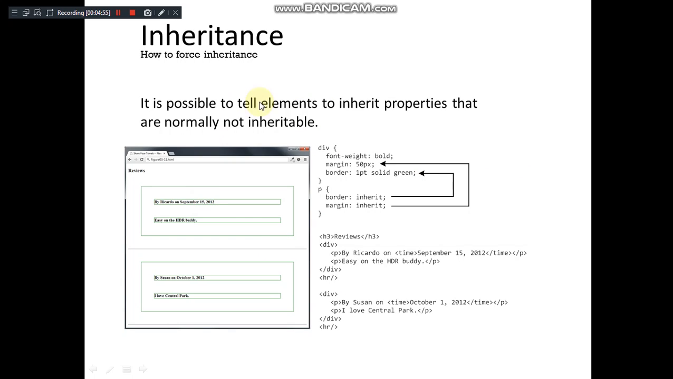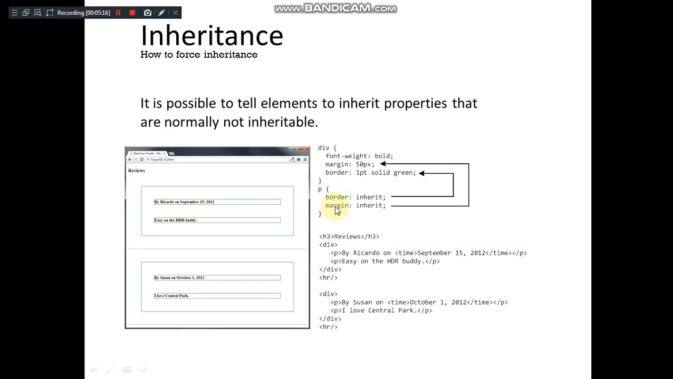So how to force inheritance? I said only certain properties are inheritable and certain properties are not inheritable. So how to make the not inheritable properties be inherited by the child elements? You can just observe here, border and margin are not inheritable.